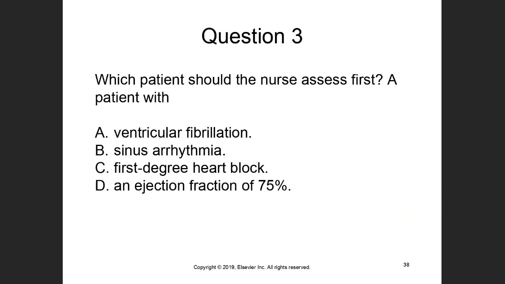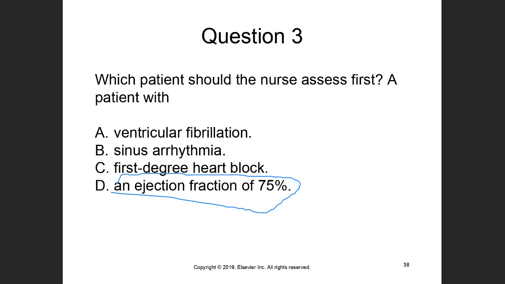And we have question number 3. Which patient should the nurse assist first? A patient with ventricular fibrillation, an ejection fraction of 75, that's sometimes compensation because that ejection fraction is really high.